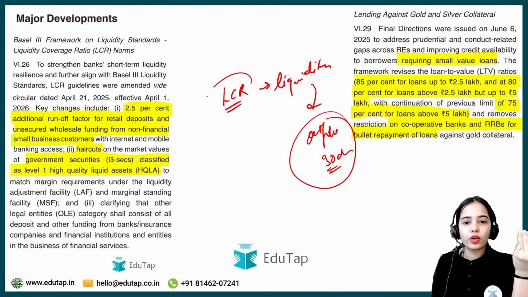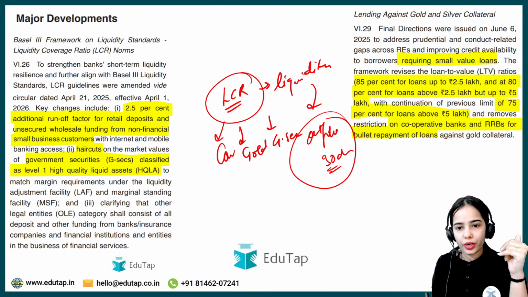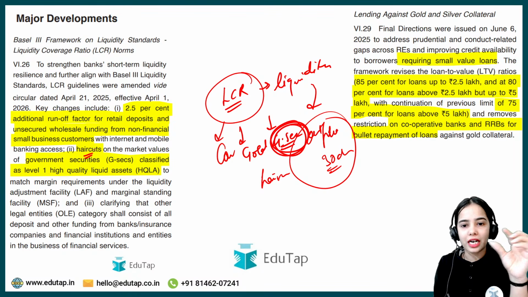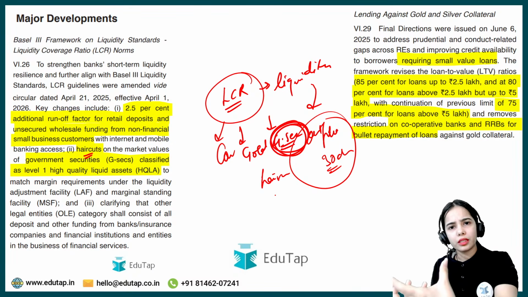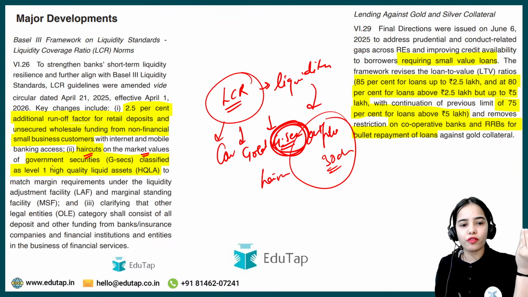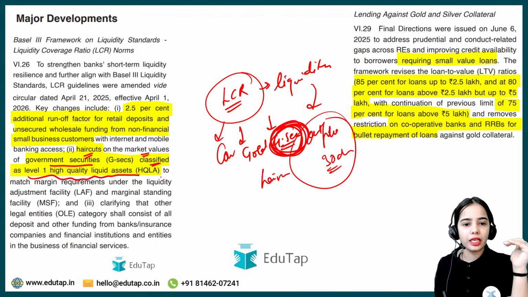Okay, so for the liquidity coverage ratio, the banks can maintain the liquidity in the form of cash, in the form of gold, in the form of government securities. So these government securities will have a haircut. That means the government securities value will be taken at only 95% or 80% or 75% or 90%. So the haircut is on the market value of government securities classified as level 1 high quality liquid assets, the very very liquid assets, to match the margin requirement under the liquidity adjustment facility, under the repo rate facility and the Marginal Standing Facility and such.